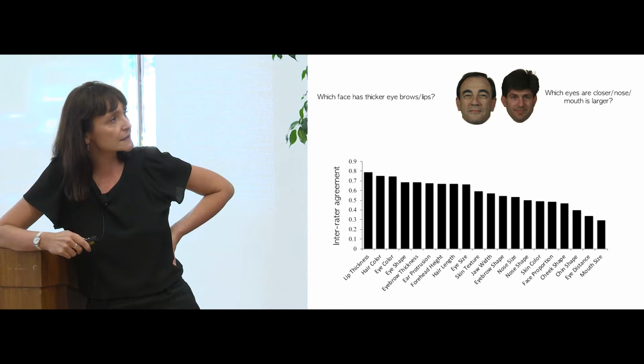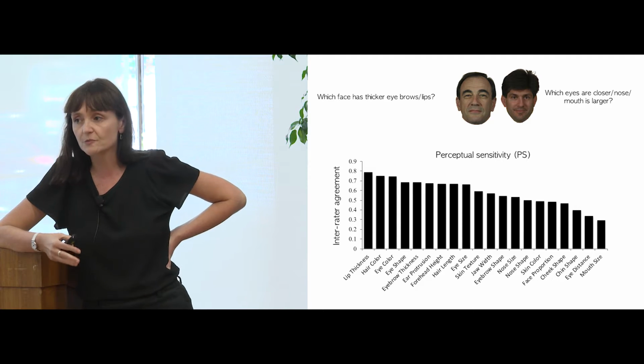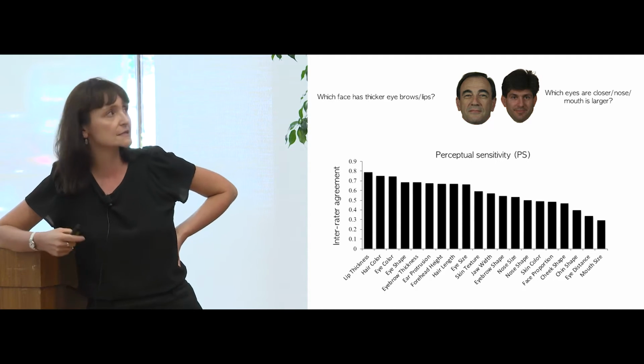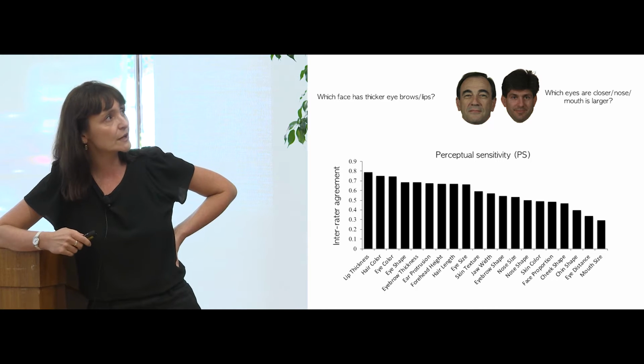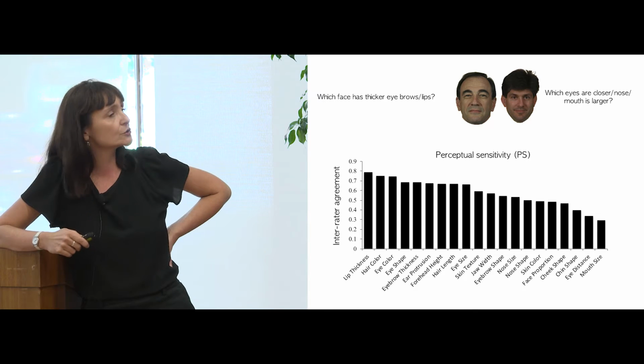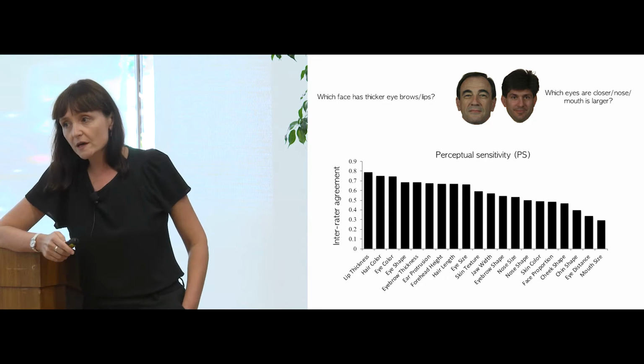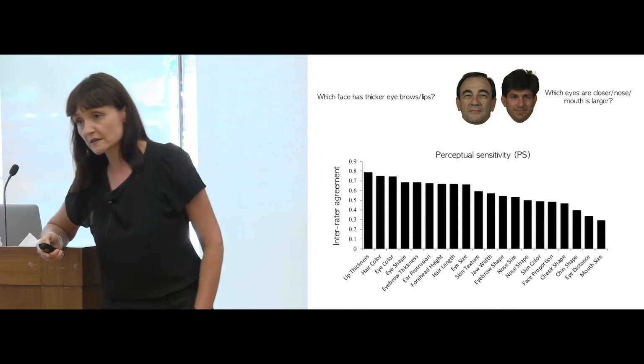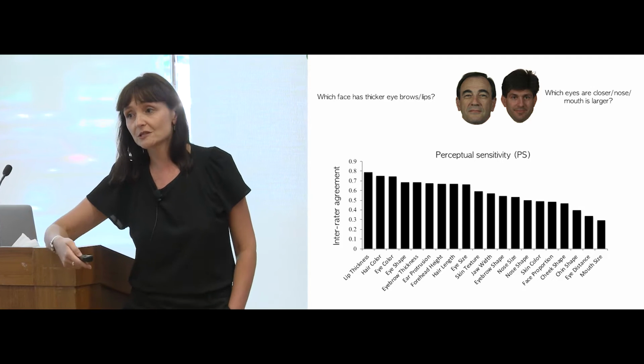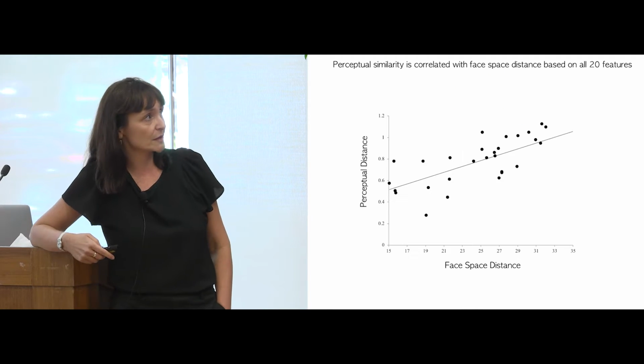And we interpret this finding as that this inter-rater agreement may reflect what I'm going to call now perceptual sensitivity. We have higher perceptual sensitivity to detect differences in eyebrow thickness than to detect differences between different noses, okay? So I'm going to use the term high perceptual sensitivity for features for which we have high inter-rater agreement, and low perceptual sensitivity for features for which we have low inter-rater agreement. And now the question is whether features for which we have high perceptual sensitivity are more used for judging identity than features for which we have low perceptual sensitivity.